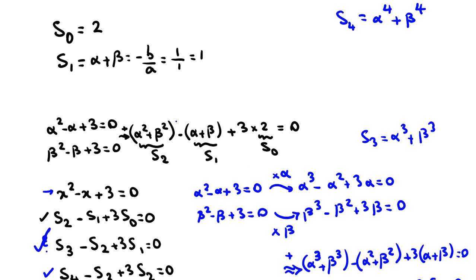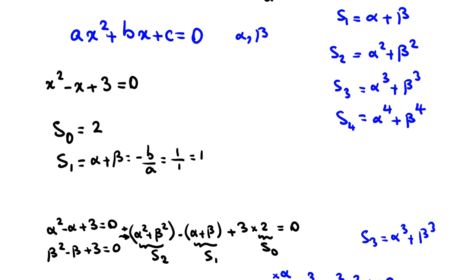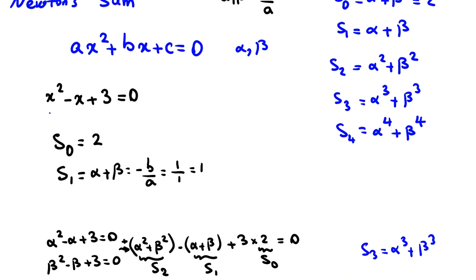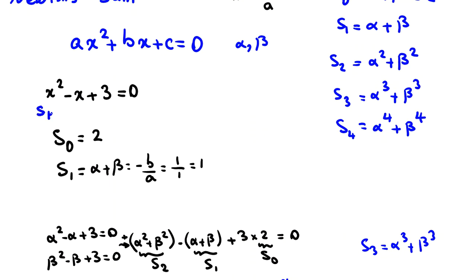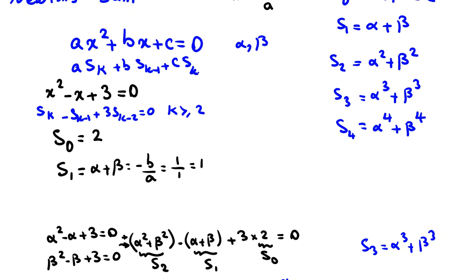So here I've written this. For x squared minus x plus 3, here I proved S_k minus S_(k-1) plus 3S_(k-2) equals 0 for k greater than or equal to 2. So for this one, by exactly the same proof, for ax squared plus bx plus c, you get a S_k plus b S_(k-1) plus c S_(k-2) equals 0 for k greater than or equal to 2. This is so useful, and we want to use it to solve a problem in this video.